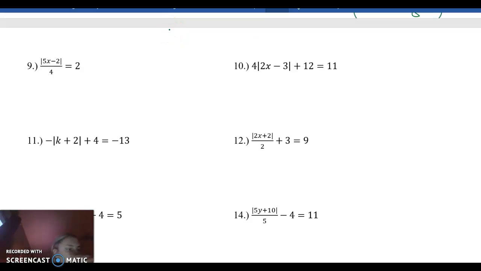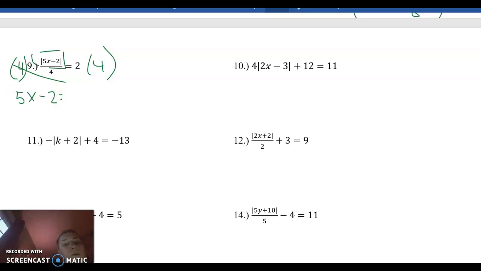All right, number 9, we need to get rid of that 4 on the bottom. That 4 is not part of the absolute value. You see that the absolute value is only on the top here. So we want to multiply both sides by 4. Those 4's cancel. Multiply this side by 4. We can set up our 2 cases. When we multiply 2 times 4, we have 8. So then on our other case, we have -8.